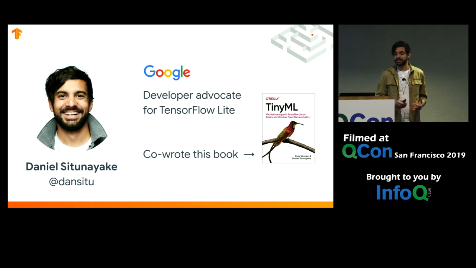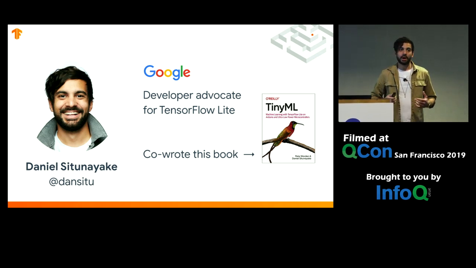So my name's Daniel Situnayake. I work at Google. I'm a developer advocate for TensorFlow Lite, which means I'm an engineer who works on the TensorFlow Lite team, but helps the TensorFlow Lite team understand and integrate with our community. So I do stuff like building our examples and working on bugs that we find from our community.